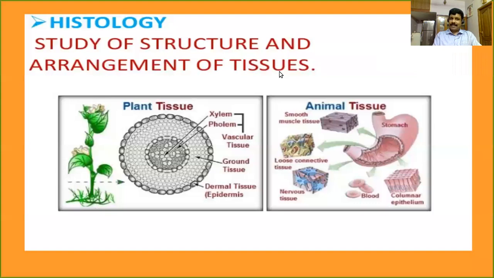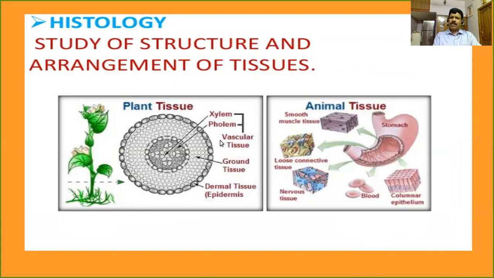Next one is histology. You know what is histology? It is the study of structure and arrangement of tissues. What is a tissue? Tissues, you are very familiar. It's a group of cells having the same structure, function and origin. You have learned different types of plant tissues and animal tissues in lower classes.